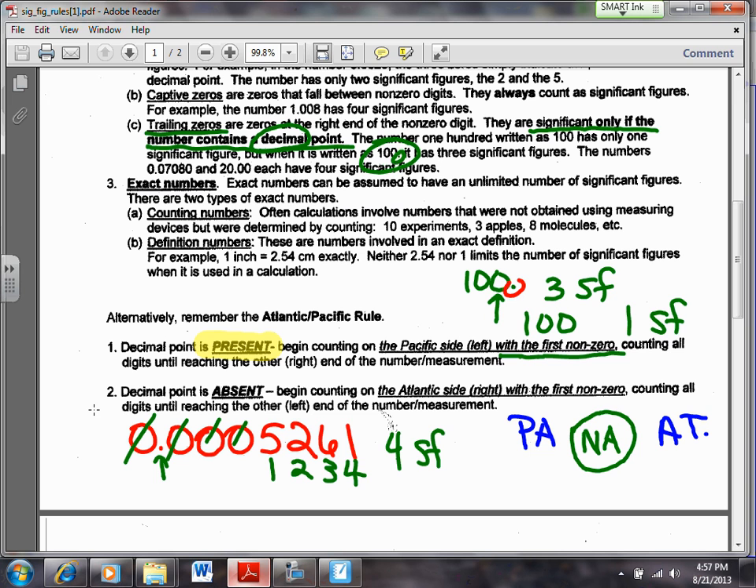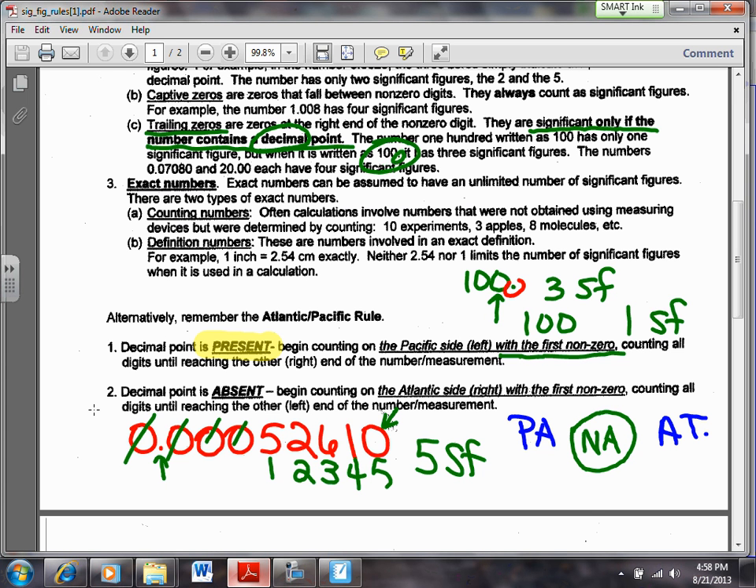Let's throw in one more thing, because I can hear you out there saying, well, what if there's a 0 at the end of that one? So let's throw that in there. Let's make this 0.00052610. Again, none of the leading zeros are significant. Start counting with the number 5. 1, 2, 3, 4, 5. This number with a 0 at this end adds an extra significant digit, so this number has 5 sig figs.